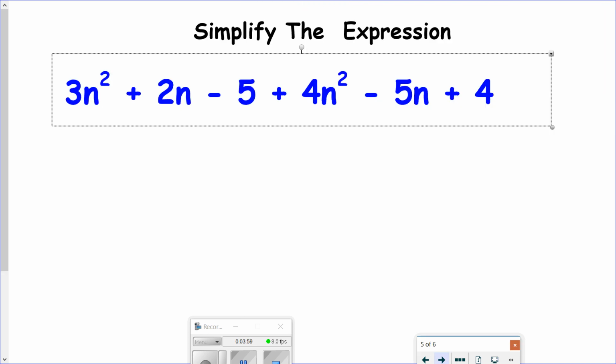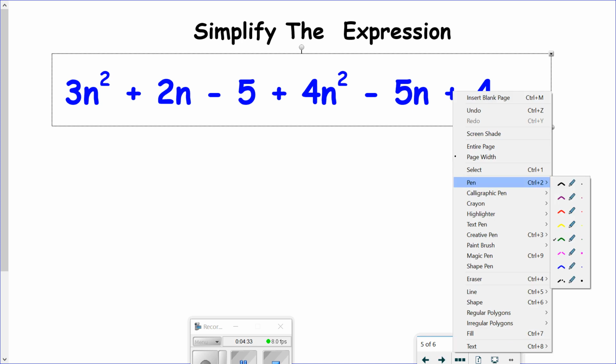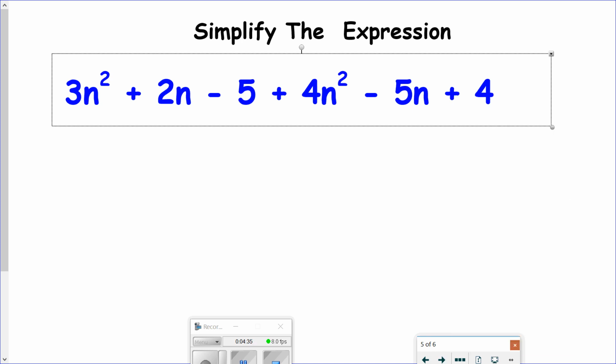Now we're talking about combining our like terms. Here we're given this expression, 3n squared plus 2n minus 5 plus 4n squared minus 5n plus 4. When I'm combining these, I want to make sure I stick to, just like my apples and bananas, my variables. We want to make sure they have the same variable with the same exponent. And to combine these, I'm going to circle or square or put some kind of shape around the ones that I have in common.